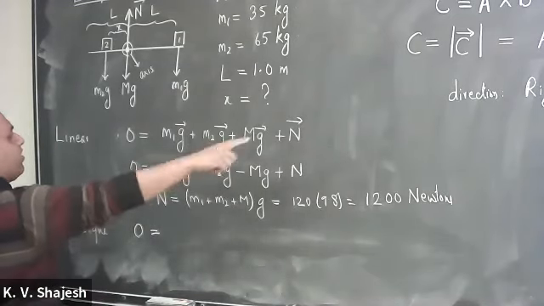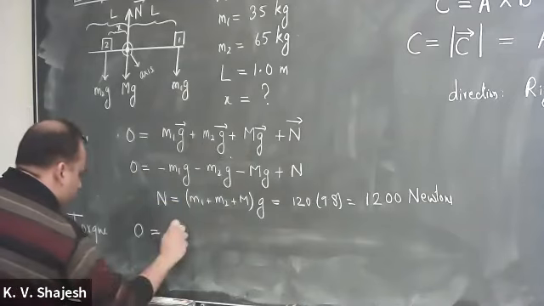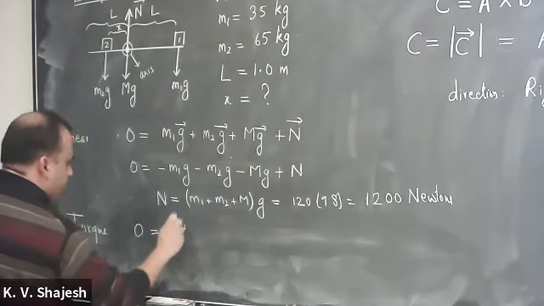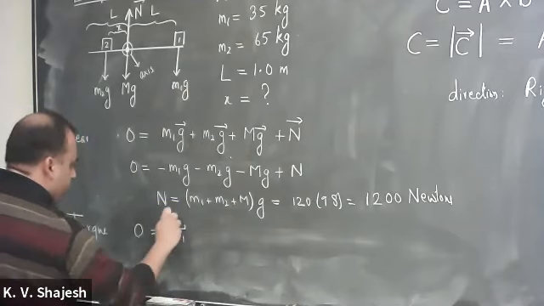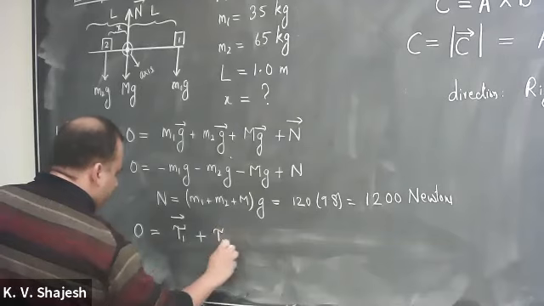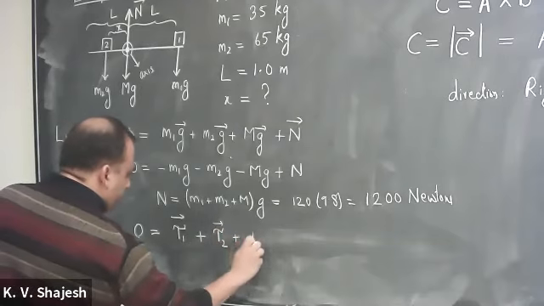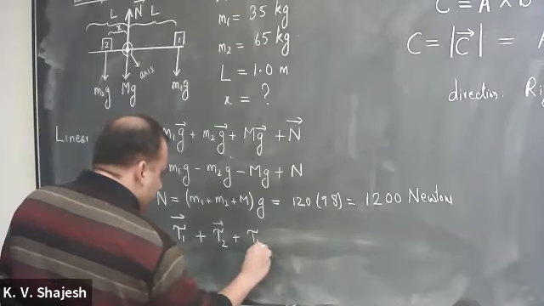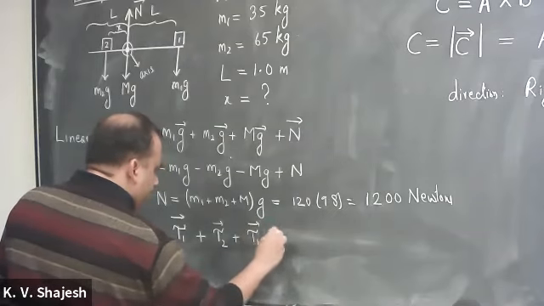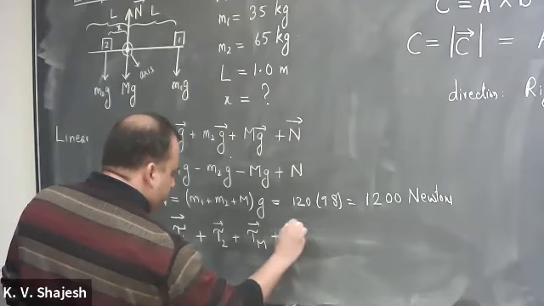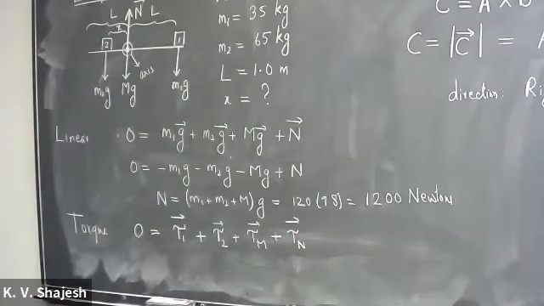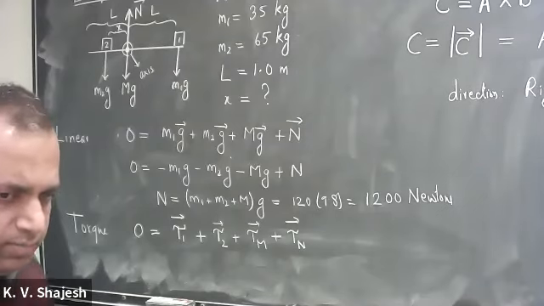And there are 4 forces now, so each one can exert a torque. There's torque due to the first mass. There's a torque due to the second mass. There's a torque due to the mass of the plank itself, so let me call it capital M. Plus the torque due to the normal force. Each of these forces can exert a torque.